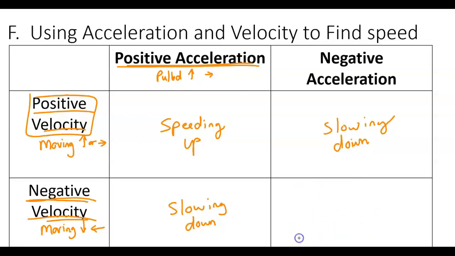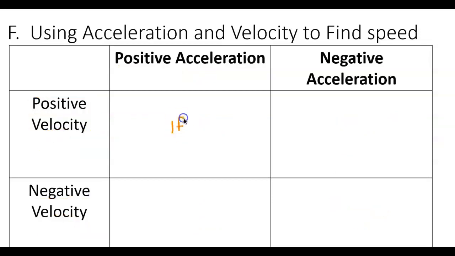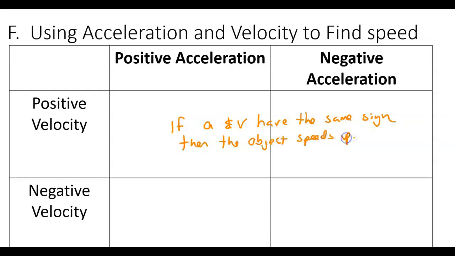So here's our final conclusion then. The conclusion that we've reached here is that if A and V have the same sign, which means either they're both positive or both negative, then the object speeds up. If A and V have opposite signs, the object slows down.